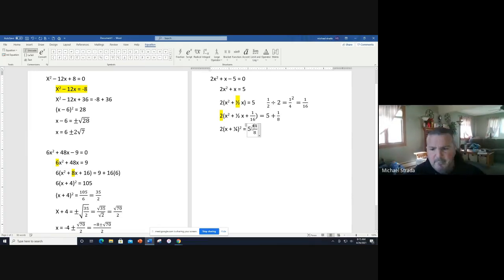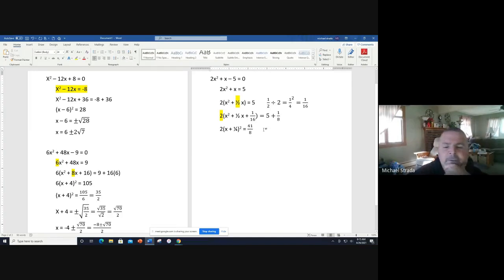Because 5 plus 1/8 is 5 1/8. Myself, I would change that into an improper fraction right away to make my life easier. Also recall that that sign is always going to be positive, and this sign will always be the same as this sign right here. So those two signs will always be the same, no matter what, and this should always be positive. Now there's a 2 in the front, so we're going to undo the 2 by dividing by 2. That's going to give me x plus 1/4 squared.